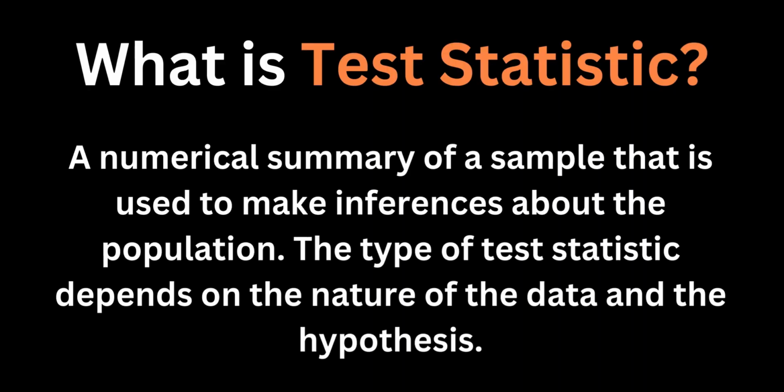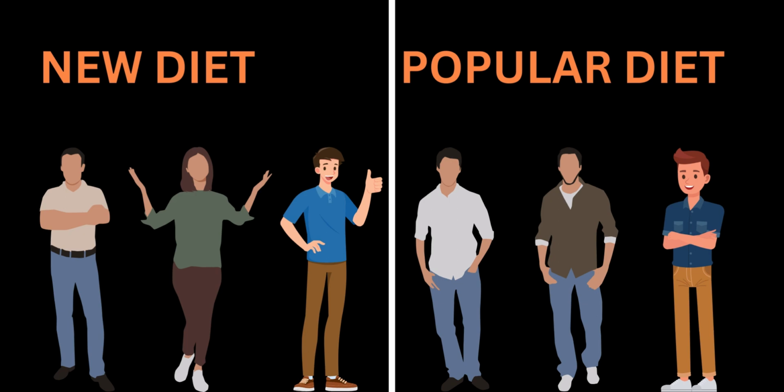What is a test statistic? It is a numerical summary of a sample that is used to make inferences about the population. The type of test statistic depends on the nature of data and hypothesis. For example, we have two groups of participants, one following the new diet plan and the other following a popular diet plan. The test statistic is a numerical value calculated from the sample data that we use to make a decision about the null hypothesis. It helps us to determine how far our sample statistic, like mean weight loss in each group, deviates from the null hypothesis.